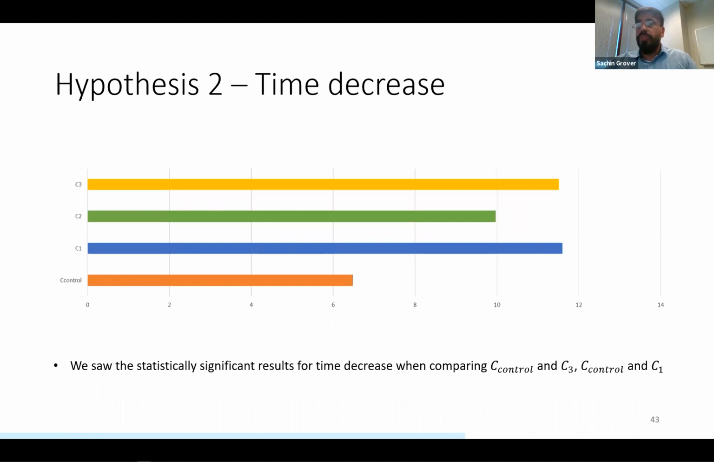For hypothesis 2, where we evaluate the time difference, we found that only C3 as compared to control, and C1 as compared to control, had statistically significant results, but nothing could be said between the three. And our belief was that giving step-by-step evaluation was more helpful to the students.